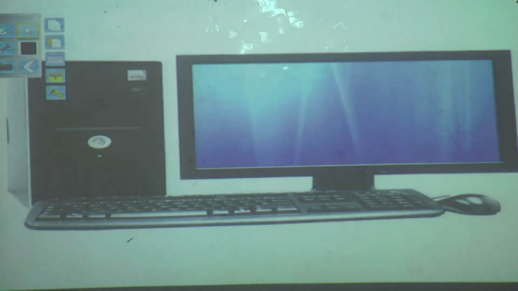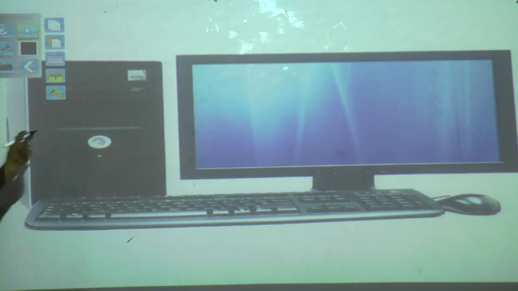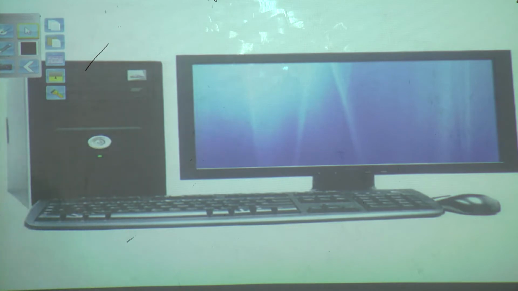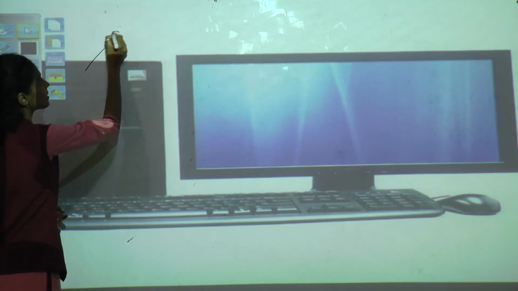Now we will see the skill sheet. We will solve the skill sheet. Open page number 1 in your skill sheet. Okay? We will see, this is not in your skill sheet. We will see these parts of computer. What is this? Can anyone tell me? This is CPU.